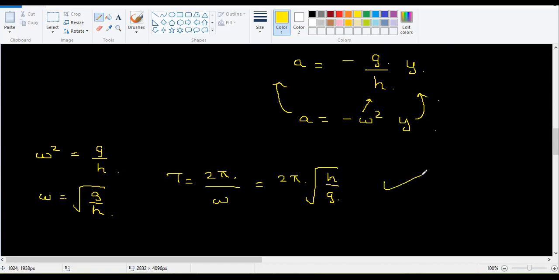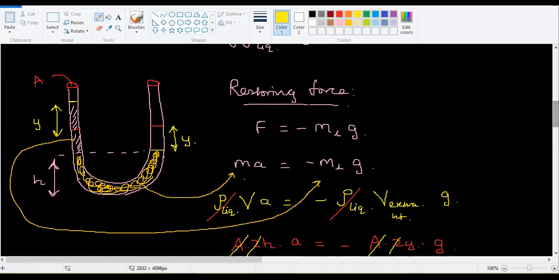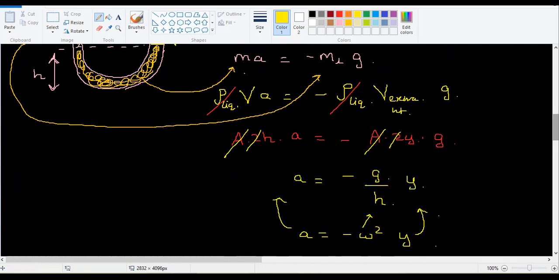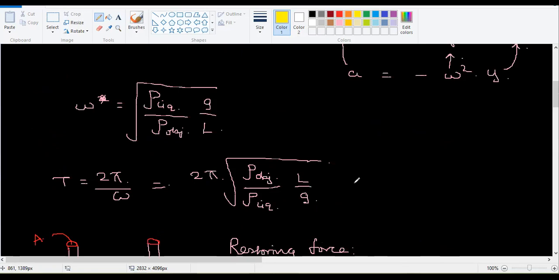Any questions? So we have completed the second derivation. Please ask me if you have any confusion, anything which is not clear. The interesting thing you will see is this H, L, all these things will appear at the top usually.